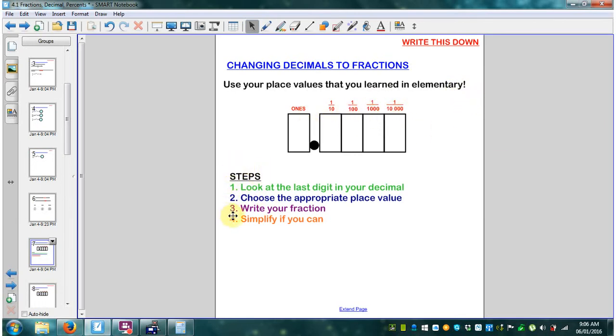So, I want you to write down these steps. The steps to convert decimals to fractions: you look at the last digit in your decimal. The last digit will tell you the appropriate place value, and we'll see an example of this in a second. We then write our fraction, and we simplify that fraction if we can. So pause the video if you need to finish writing this down. If not, I'm going to show you an example.